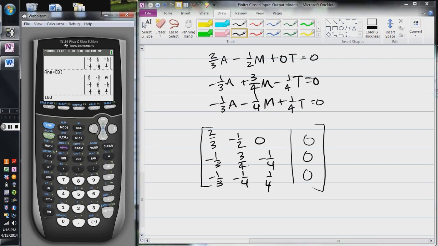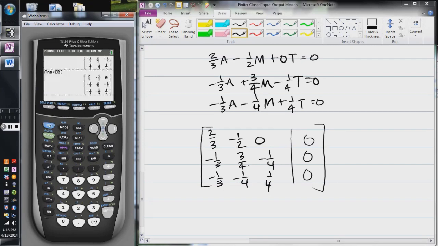I'm going to go back into my matrix menu, and I'm going to edit matrix B. I'm going to add a fourth column. So instead of a 3 by 3, I want it to be a 3 by 4. And what it does is it saves all of the elements that I had from before, but it adds that fourth column of zeros.